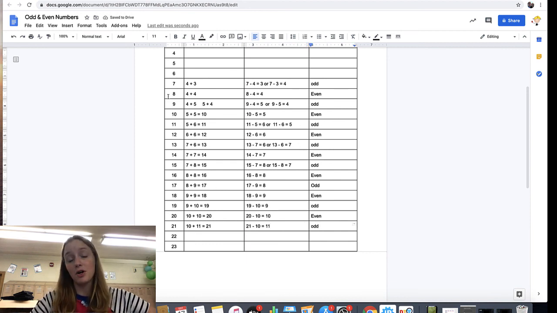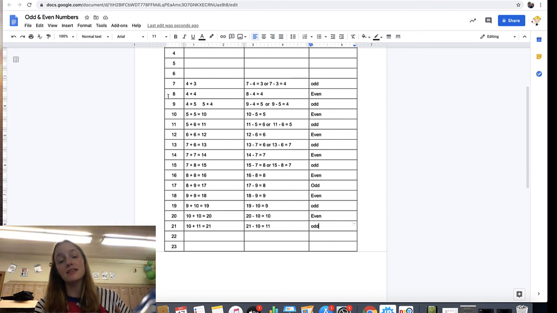Well, that is it for Number Corner. Make sure that you do those pages and that you attach them to Google Slides. Have a great Monday, boys and girls.